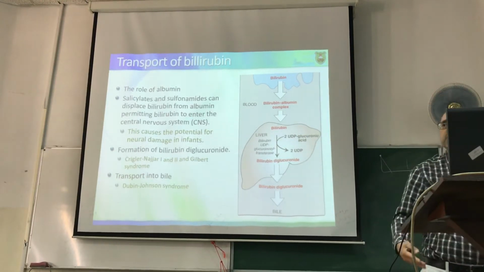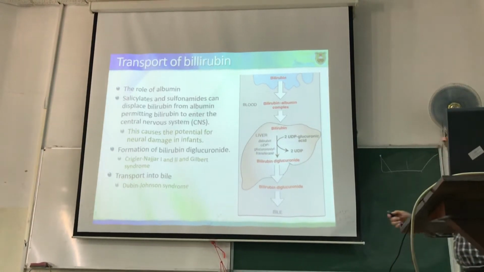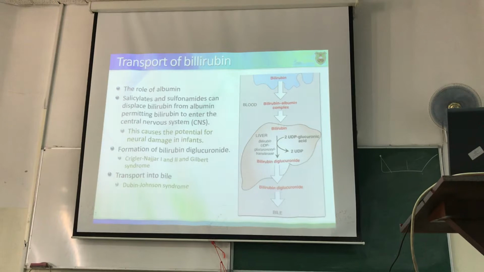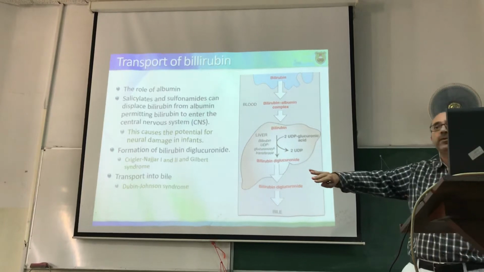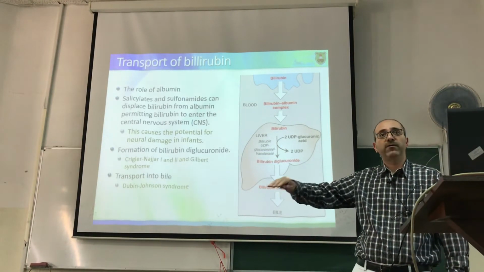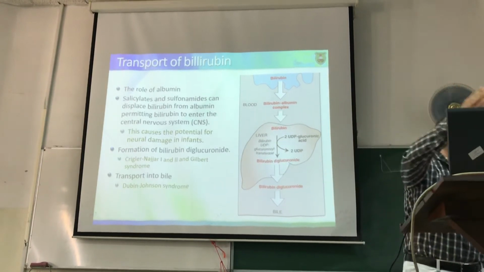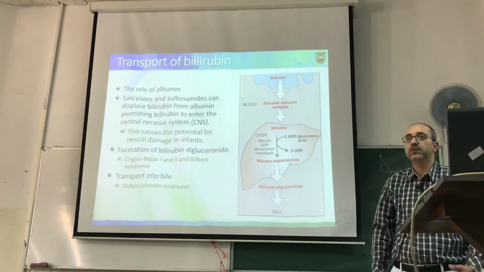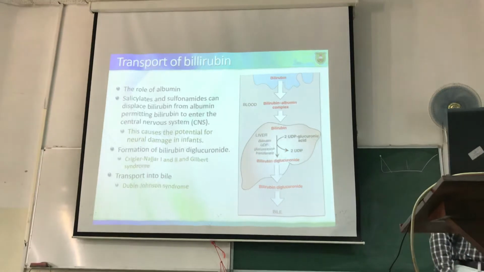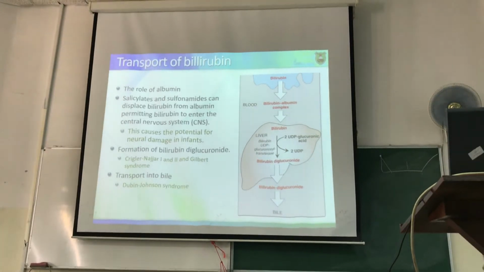Albumin takes bilirubin to the liver. Now, and this is an important point, because there are certain drugs, like aspirin, for example, salicylates, they can replace albumin. So they bind to bilirubin, allowing bilirubin to cross the blood-brain barrier, and it can cause neurological damage. That's in infants specifically. Okay, so care must be taken.